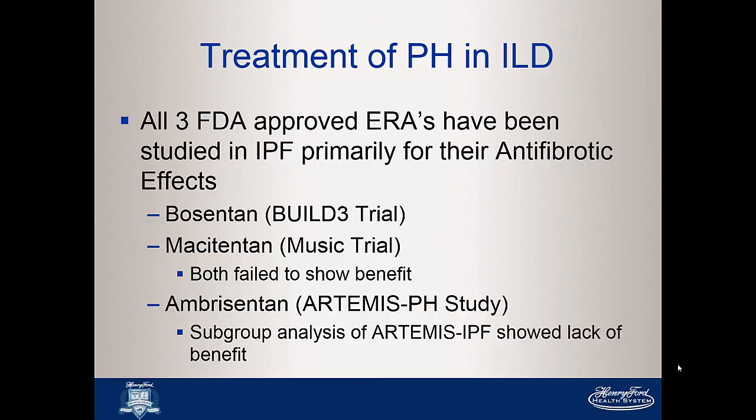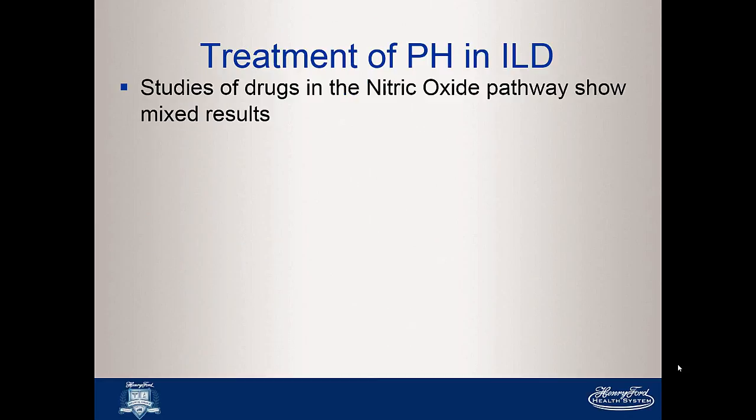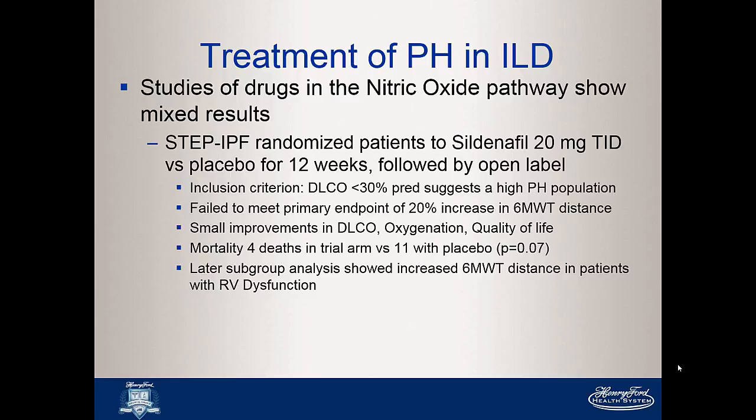So looking at some of the studies we do have available, the ERAs were initially promising because of their antifibrotic effects, and they have all been studied in IPF. Bosentan with the BUILD 3 trial, Macitentan with the MUSIC trial, and Ambrisentan as a subgroup of the ARTEMIS-IPF trial all show lack of benefit in the typical endpoints that we look for in PH. Drugs in the nitric oxide pathway have mixed results.